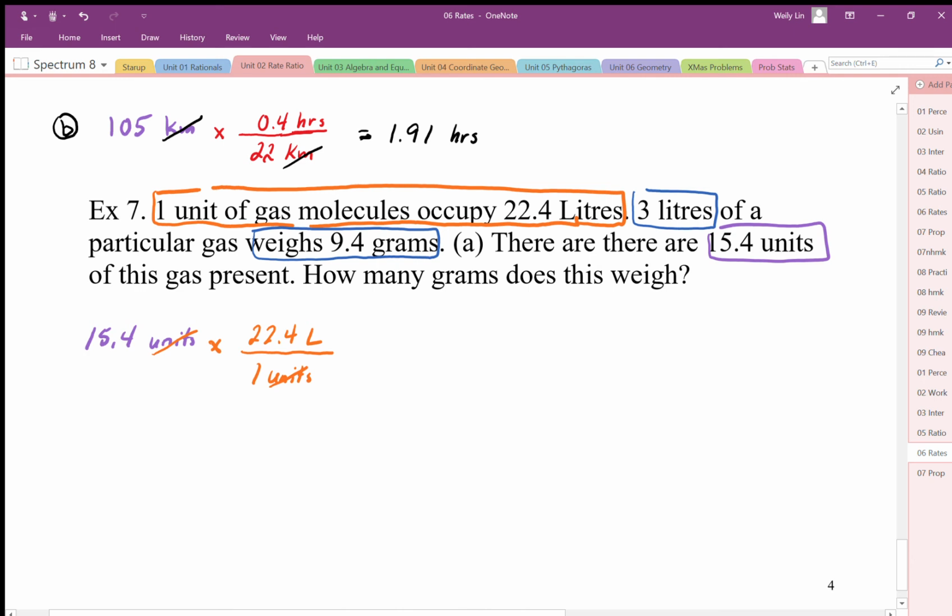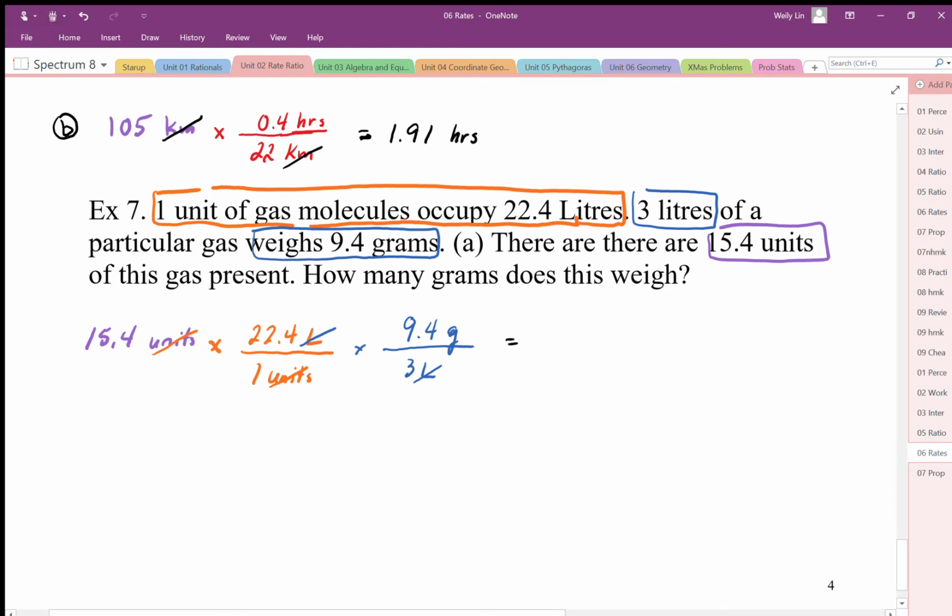Now I have liters. I want to use my other rate now to convert this into grams. So I now have liters. I want to get rid of the liters and end up with grams. Okay, so there's my rate. Okay, this is not a unit rate, but we don't need unit rates to do this. As long as we keep track of the units, the liters cancel out. I'm left with grams as my units.